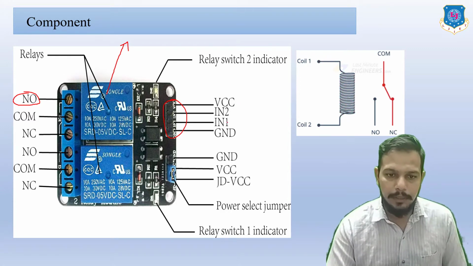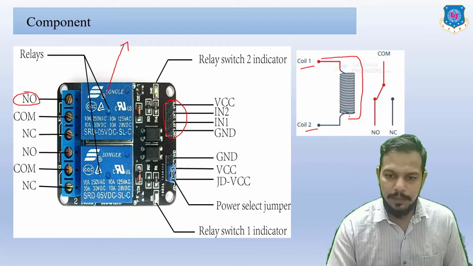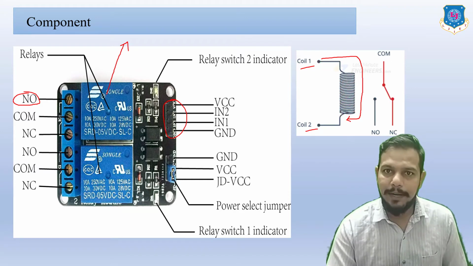So now, how does the relay work, how does the relay turn on or off? That demonstration is given beside this picture. We are going to use coil 1 and coil 2. Whenever current flows from coil 1 to coil 2 in this direction, the coil will be energized. It is clearly visible over here. The red light indicates that it is energized.